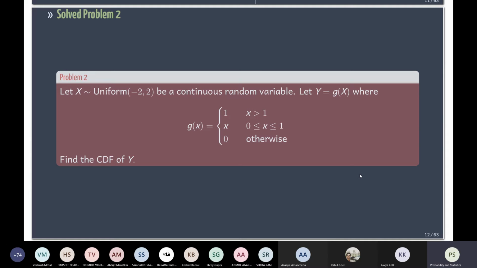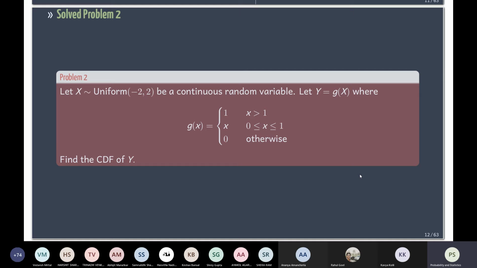So how do we proceed with this? We are supposed to find the CDF of y, and x is a continuous uniform random variable. So the PDF you know: uniform on (a, b) is 1 by (b minus a). So how do we go ahead and find the CDF of y?